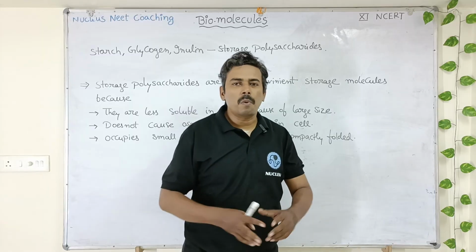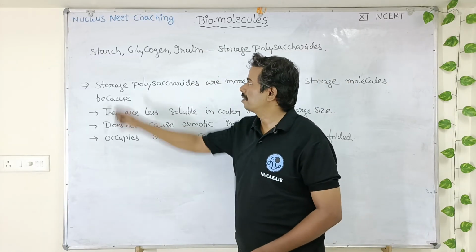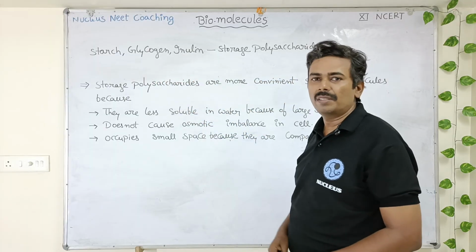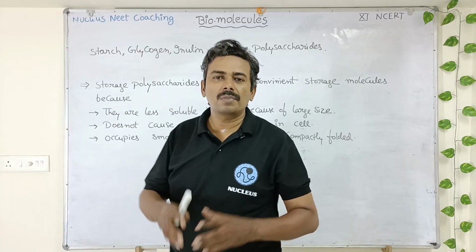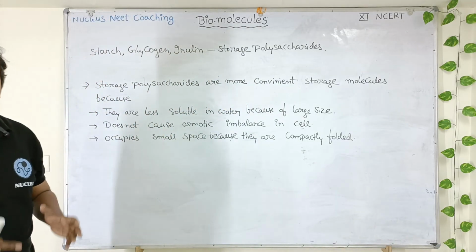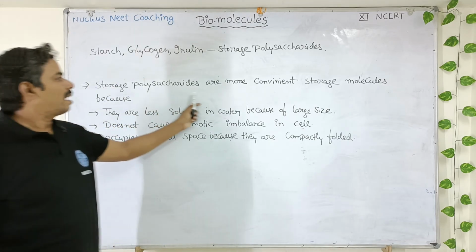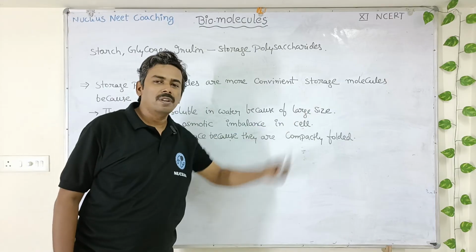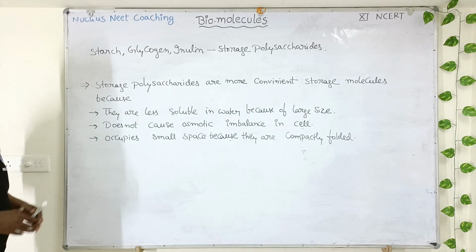Now, three important points from the NCERT book we have to discuss about storage polysaccharides. Starch, glycogen and inulin, these three are storage polysaccharides. Why do living organisms prefer to use these storage polysaccharides as reserve food materials? Because there are some reasons. Storage polysaccharides are more convenient storage molecules than any other molecules in living organisms.